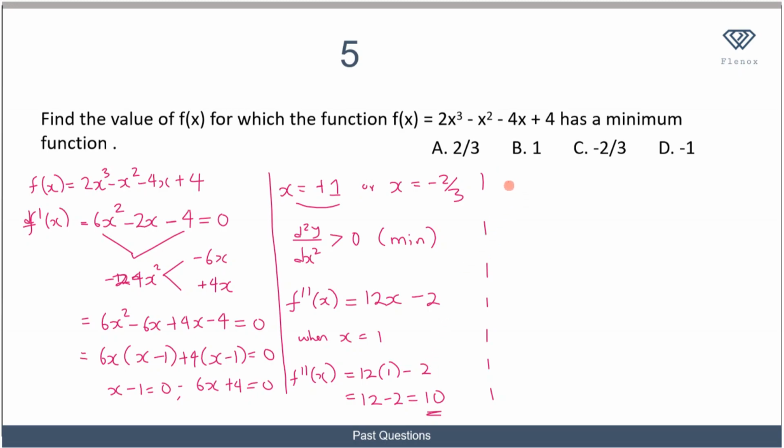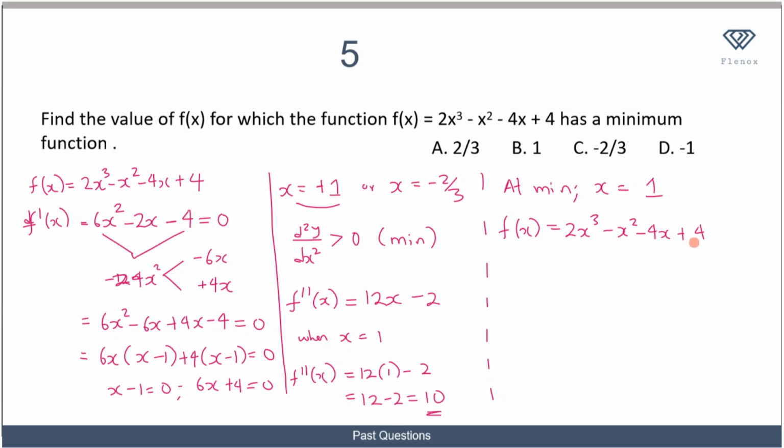The minimum is at x equals 1. But the question does not ask us to find the value of x. It asks us to find the value of f(x) at the minimum point. So now I know that my f(x) is given by this expression as well, 2x cubed minus x squared minus 4x plus 4.